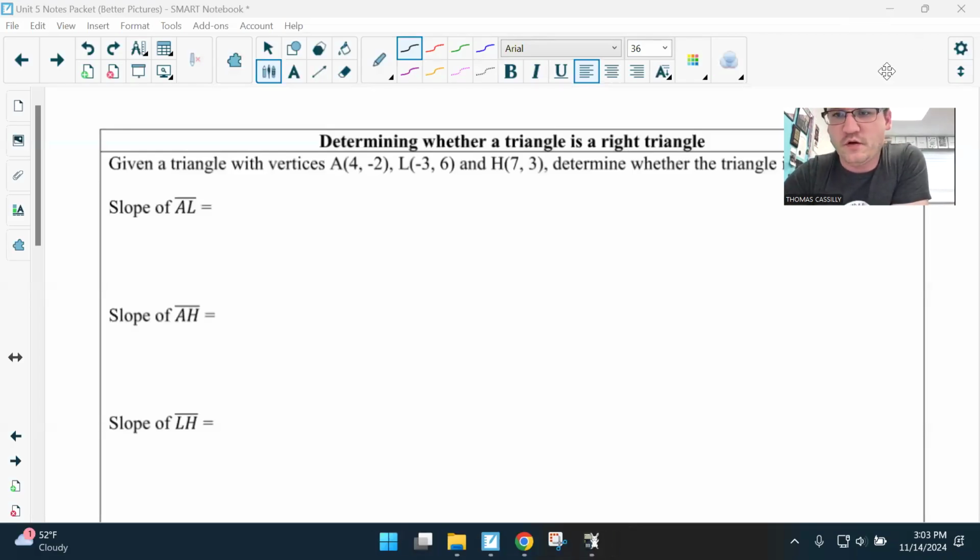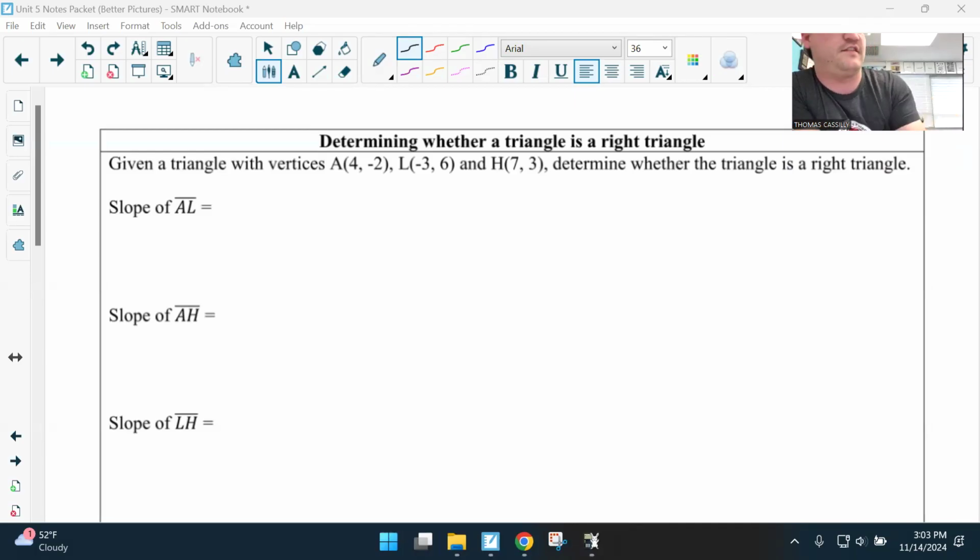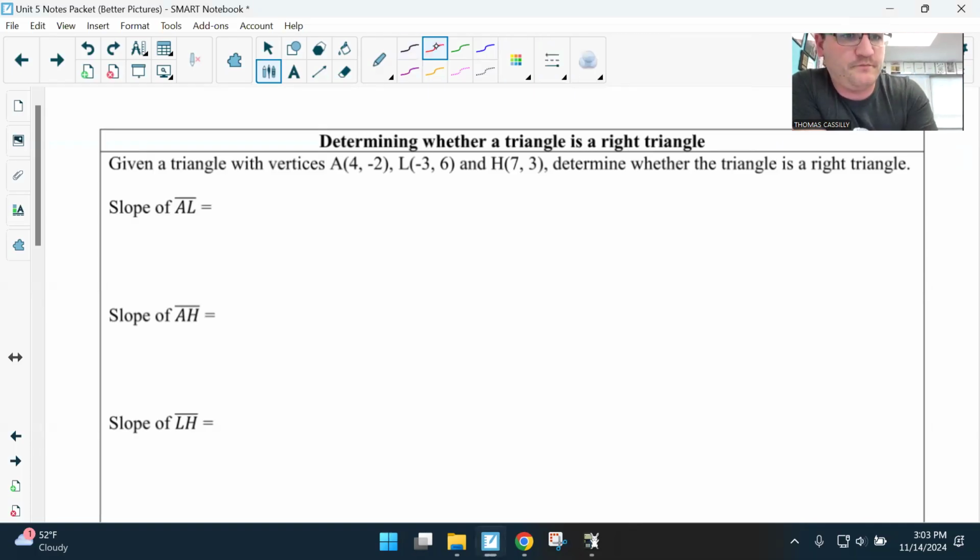Let's see here. We are on section 5.7 of the notes, honors geometry, and this is page 2. What do we got? Given a triangle with vertices, so we have 3 vertices, determine whether the triangle is a right triangle.